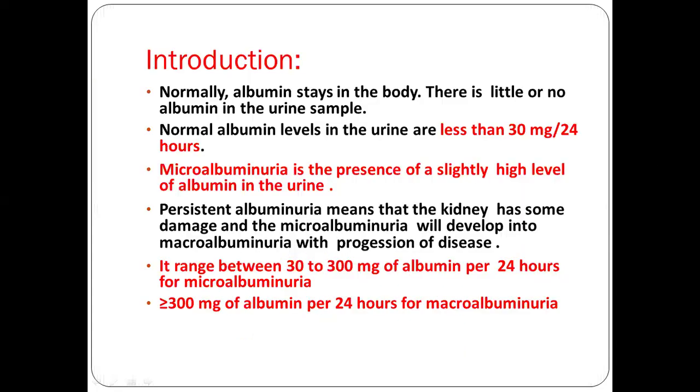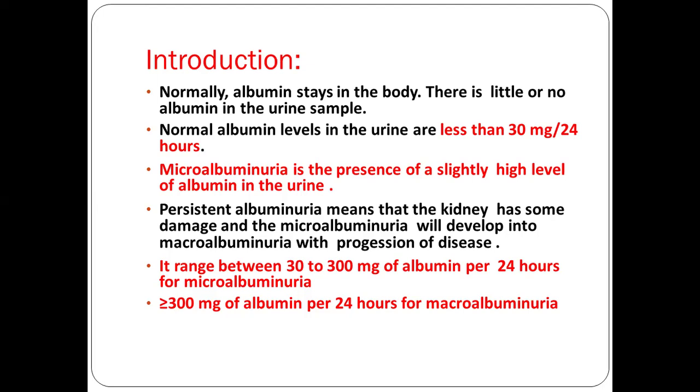microalbuminuria. So normally, albumin stays in the body. There is little or no albumin in the urine sample. Why? There is a scientific reason. The size of albumin is larger than the pore size of Bowman's capsule, so albumin is not going to pass out through the pores. Why? Because both have the same charge. With the same charge, there is a repulsion.